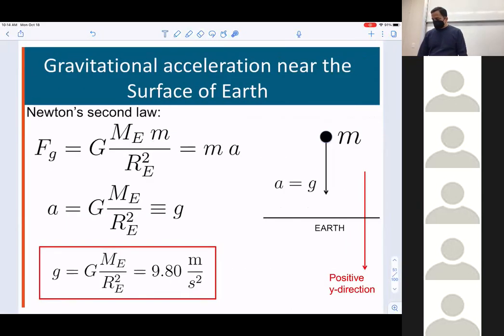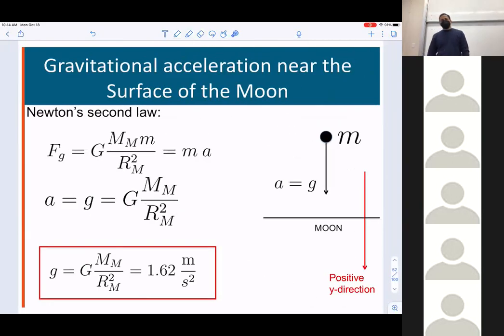Okay. And if you were to repeat this analysis on the surface of the moon, then all that's going to happen is that the acceleration will be a new value of g, which will involve the mass of the moon and the radius of the moon instead of the Earth. So if you again go to Wikipedia, look up these numbers, you will find that g on the surface of the moon is 1.62 meters per second squared. So it's a smaller acceleration near the surface of the moon. Any questions on that?